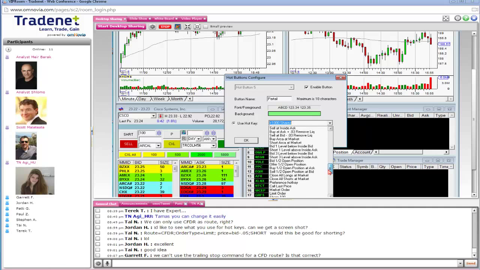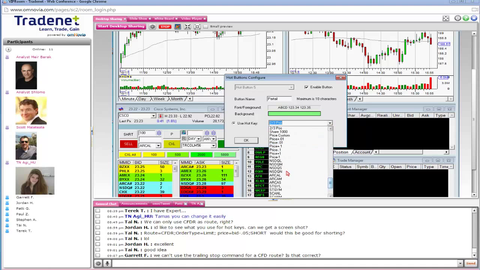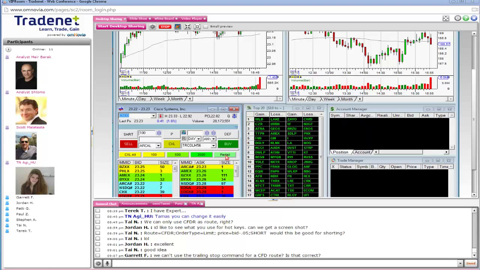And here what I want to find is half position, half pos. Alright, I pressed on the 2/3. Let's change it to half pos. Alright, okay, and this is ready. Now when I'm going to click on partial, if I have Cisco in my account, it's going to place half of the shares I have in the account into this box.